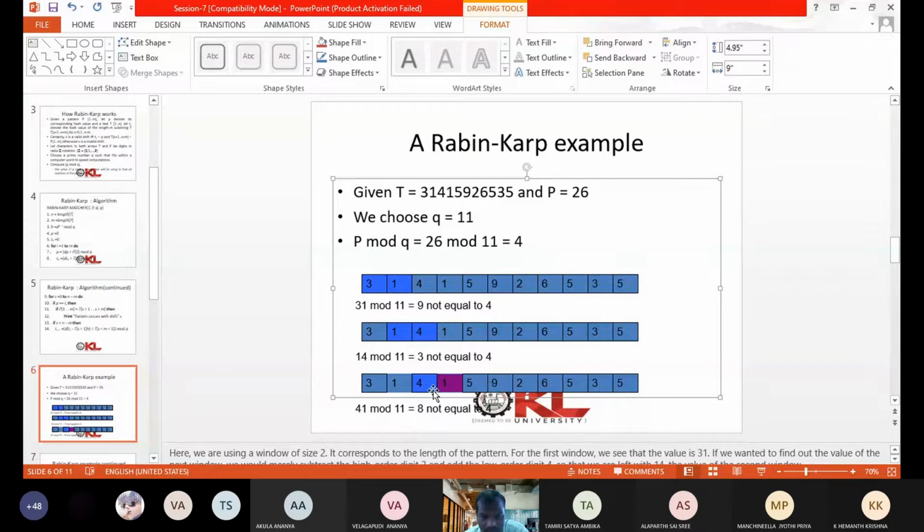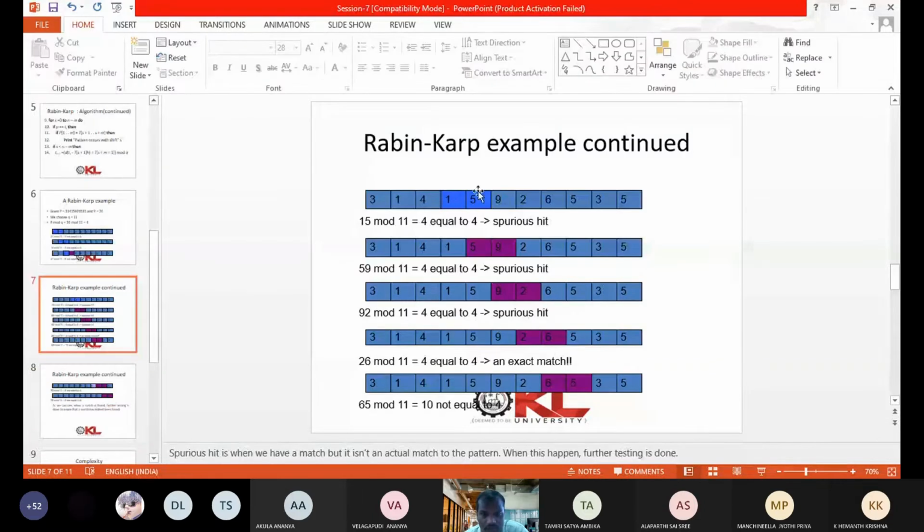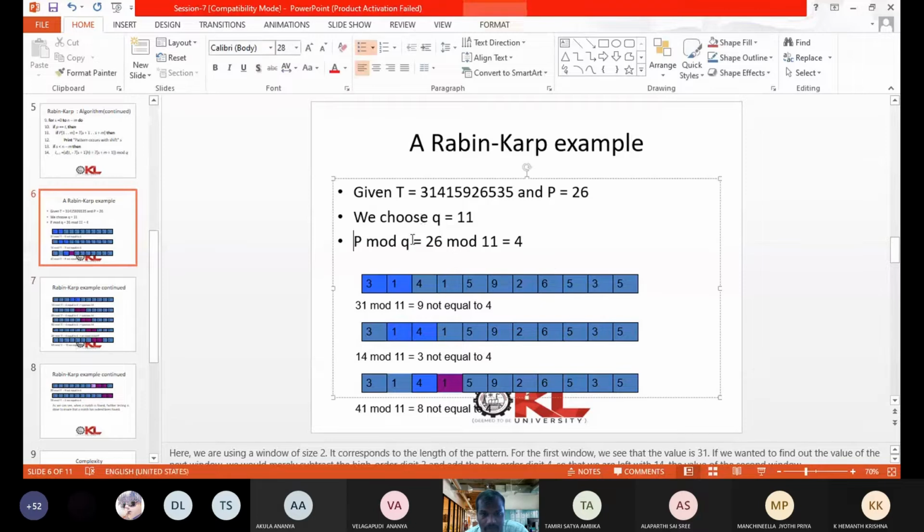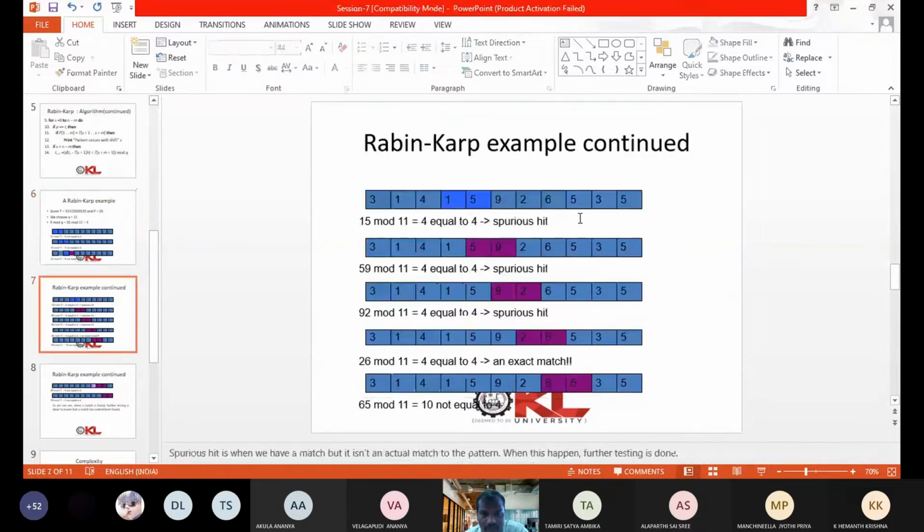The next one is 41. 41 mod 11, that is 8. And 8 is not matching with the 4, this hash value. So slide one more character. Okay, and what will you get? The next one is 15. 15 mod 11 is 4. What is the pattern hash value? Earlier we calculated the pattern hash value, which is 4. So here 15 mod 11 is also equal to 4. So in the string we have found 15 whose hash value is 4.